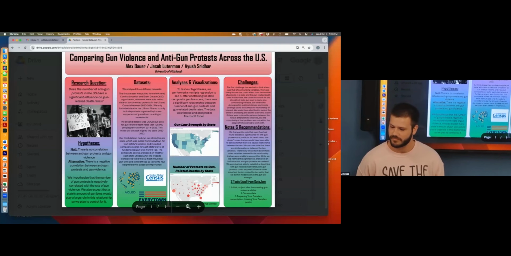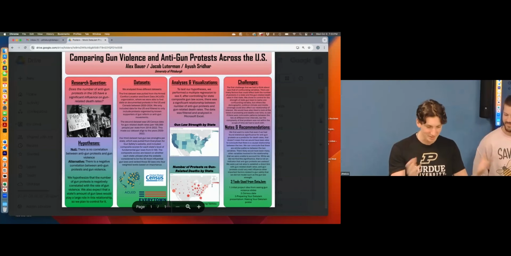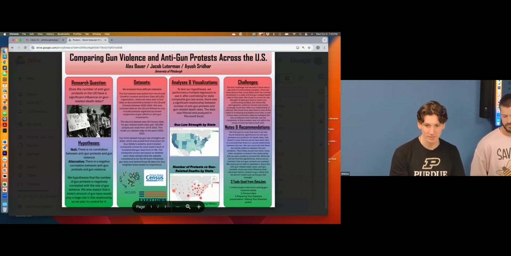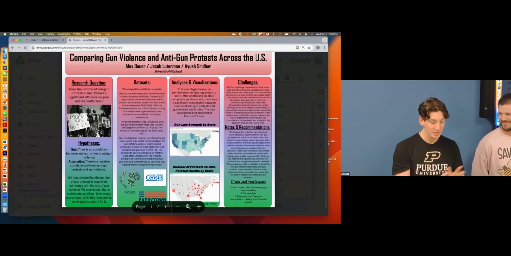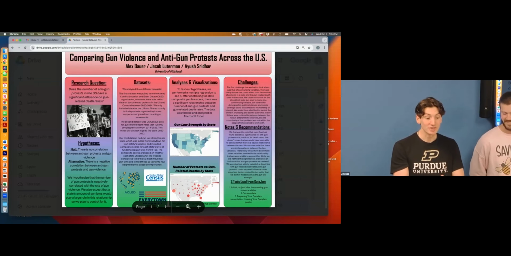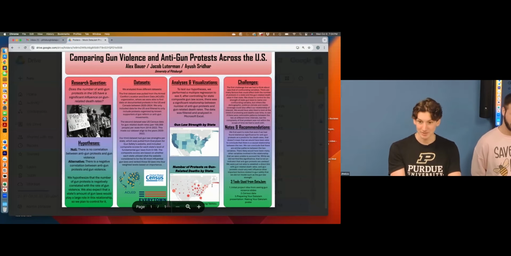Oh, I guess we never actually did our conclusion, which was that we did not find that the number of protests was a significant influence on gun-related deaths. However, this does not say that they do nothing. We want to make it very clear that it does not mean that gun protests do not have any effect.